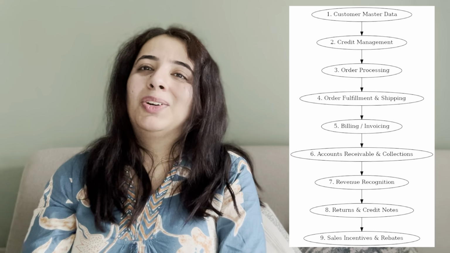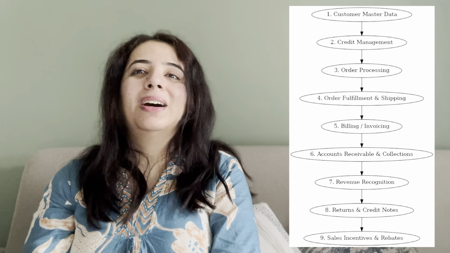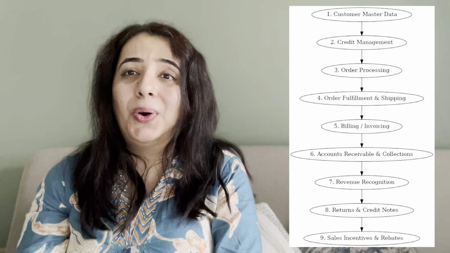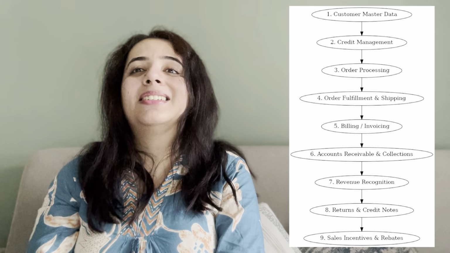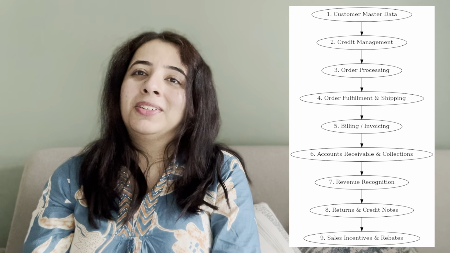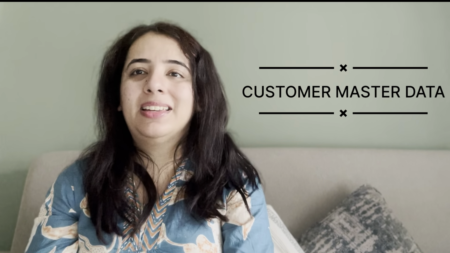So in today's video, we will be covering the different sub-processes in O2C, right from customer master data management, order processing, credit management, and so on. We will be seeing the risks in each sub-process and understand what we can do as an auditor to mitigate these risks and add value to the company we are auditing. So let's start with the first sub-process, which is the customer master data management.